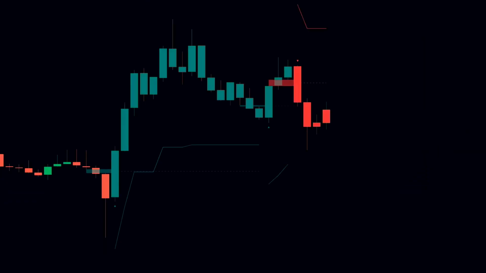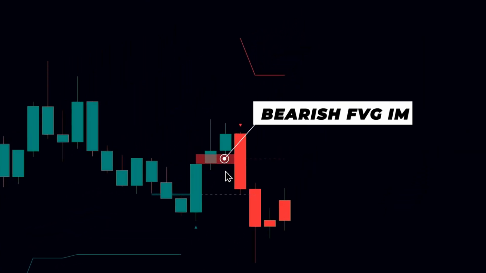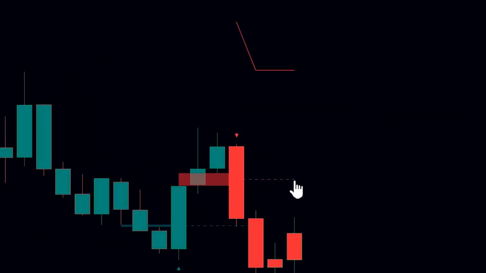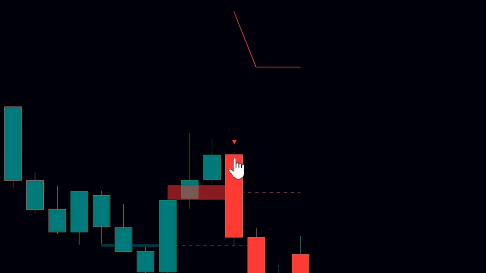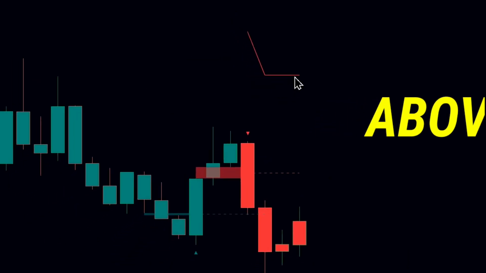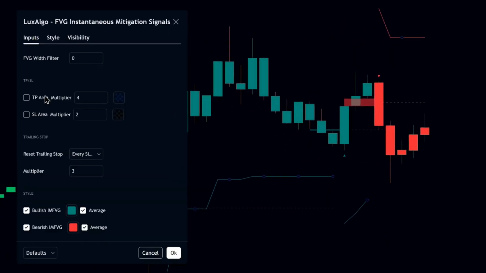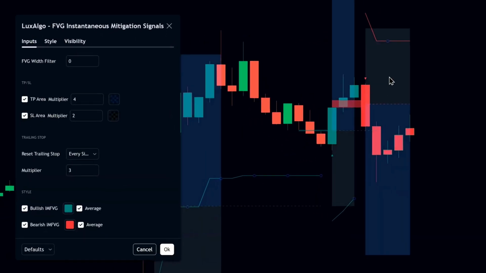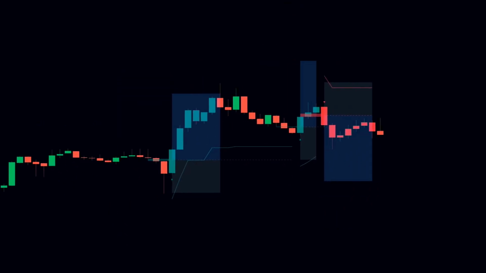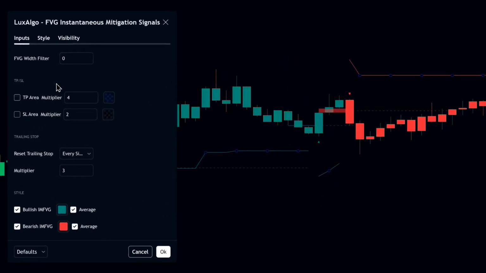For bearish setups, the components are reversed. A red level signals a bearish FVG instantaneous mitigation. A bearish average level marks the midpoint of the bearish FVG. A red downward arrow shows the candle that mitigated the gap, and a red ribbon below the chart acts as the trailing stop loss. There's also a hidden feature in the settings for take profit, TP, and stop loss, SL, areas. These resemble TradingView's long and short position tools, which can help gauge trade progress. However, I'll disable them since I won't need them.